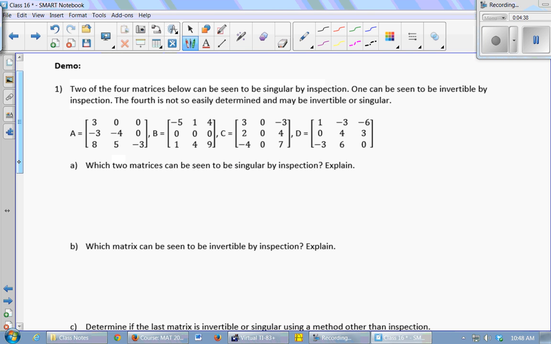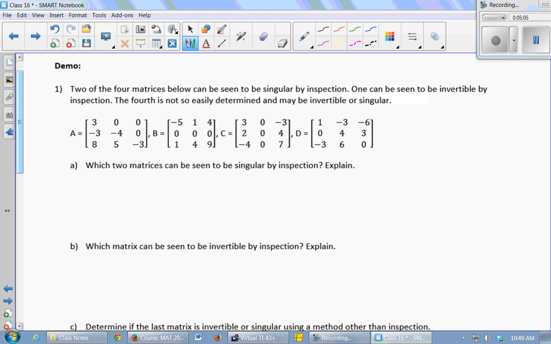All right, so let's do a couple of examples where we use the invertible matrix theorem. I've got 4 matrices here. 2 of them can be seen to be singular just by looking at them. You can tell that they don't have an inverse. 1 can be seen to be invertible, that it does have an inverse just by looking at it. And then the fourth is not so easily determined, and we'll have to figure out another way.